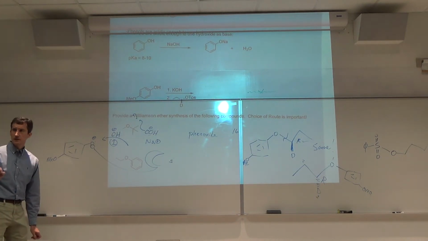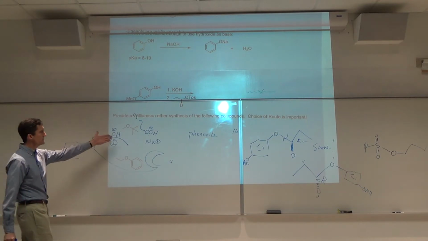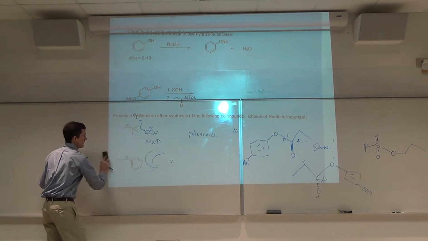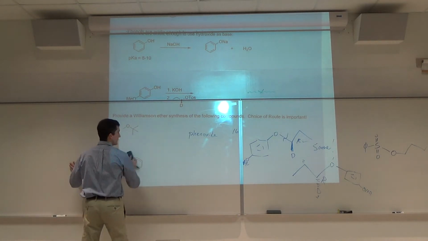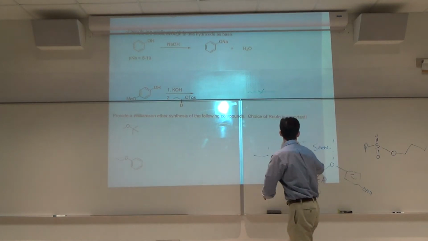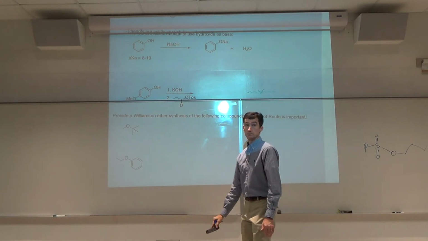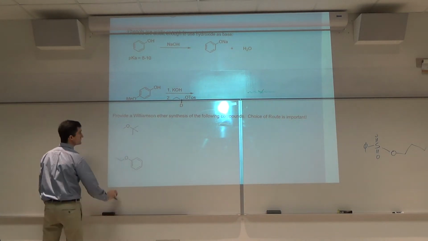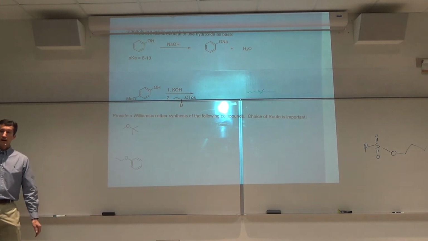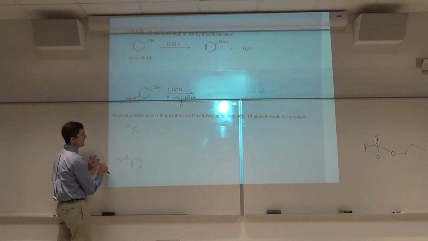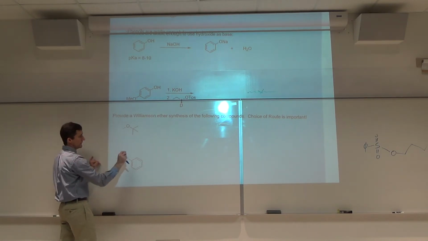Let's do a little synthesis. That is, given a starting material, show how to make this. One of the most common ways to make ethers is an ether synthesis, which involves what? An alkoxide or phenoxide reacting with another fragment that has a leaving group. Can we break this down into that? Let me break it down for you here, and then we can do another example.